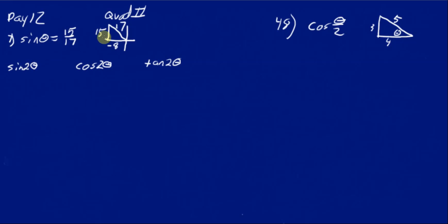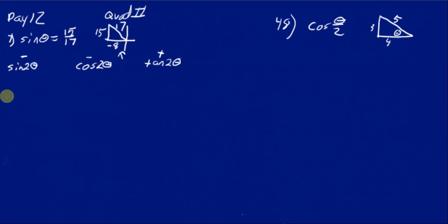Now, the sine of 2 theta, anything in the second quadrant multiplied by 2 is going to end up down here in the third quadrant. So in the third quadrant, cosine is negative, sine will be negative, and of course that's going to end up with a tangent being positive.